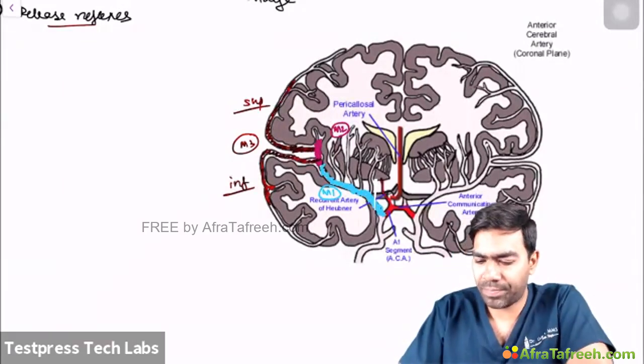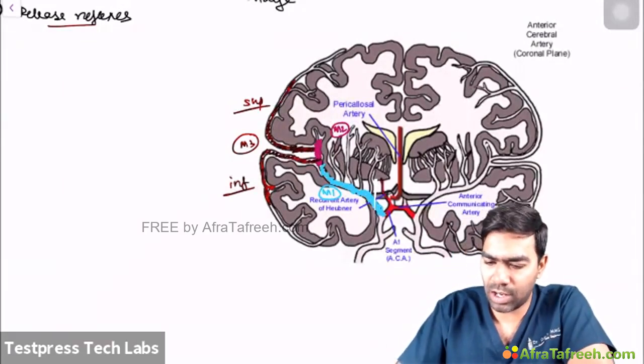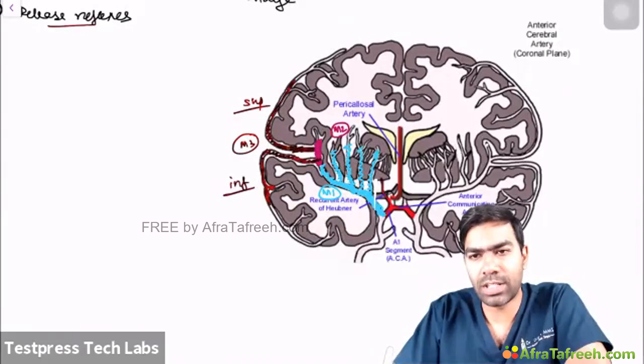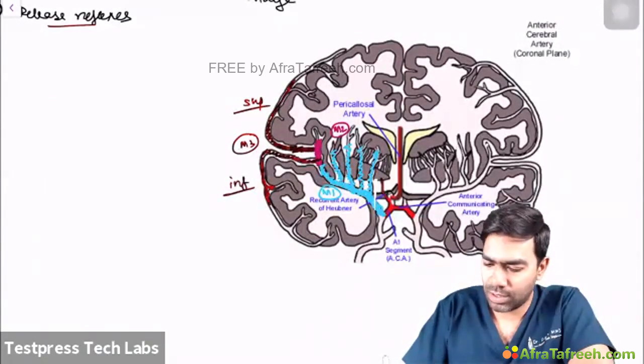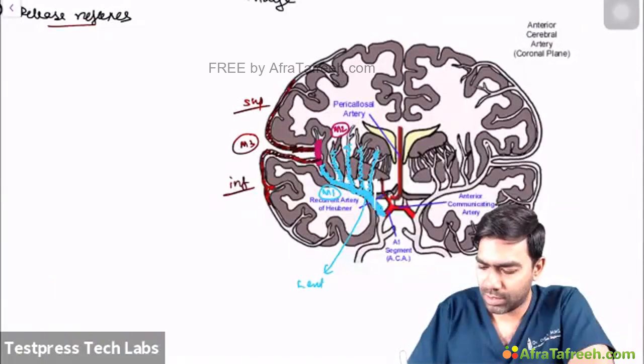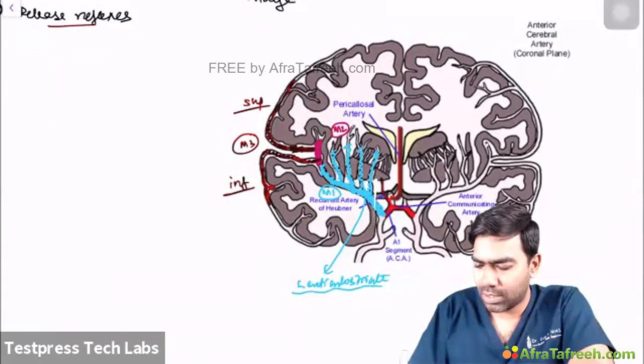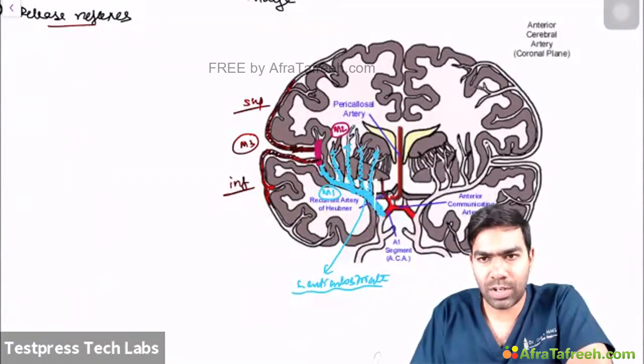At the same time, you can see some branches that are originating from the M1 segment of the MCA. What are these branches which I have drawn now? Yes, these are the famous lenticulostriate branches. So I can draw here. These are the famous lenticulostriate branches, which means these are the smaller vessels that we are talking about.